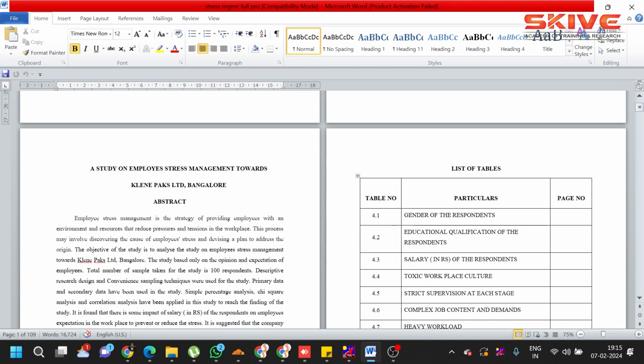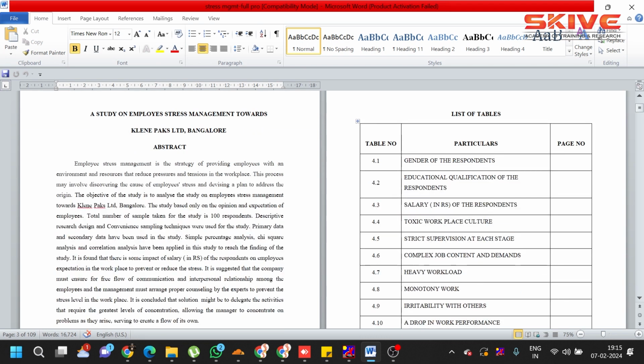Klene Paks Ltd, Bangalore. This is a case study, and for this project we have not used real-time data from the company. We took it as a reference from internet sources, and we don't have any confirmed data from the particular company. So this is a disclaimer policy.